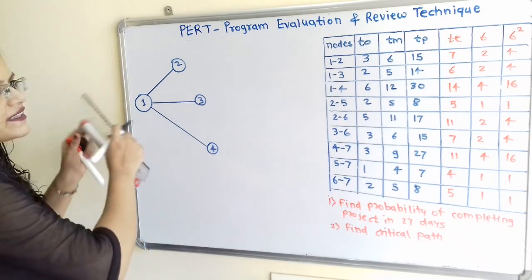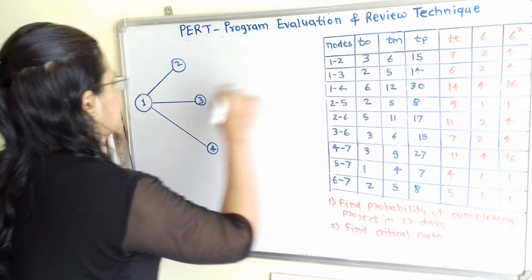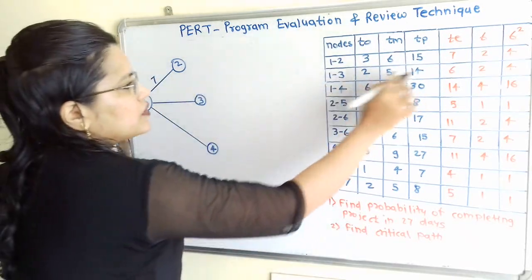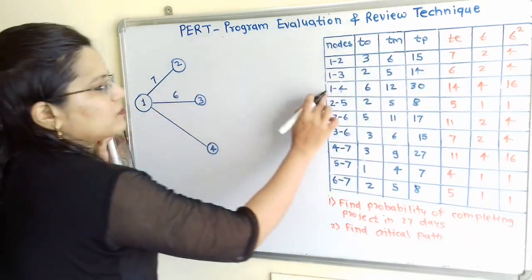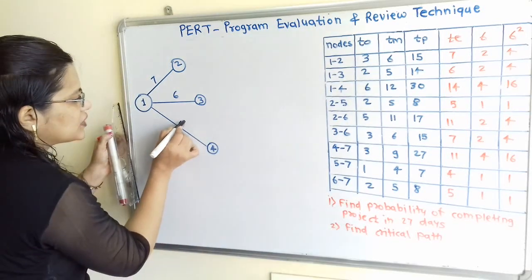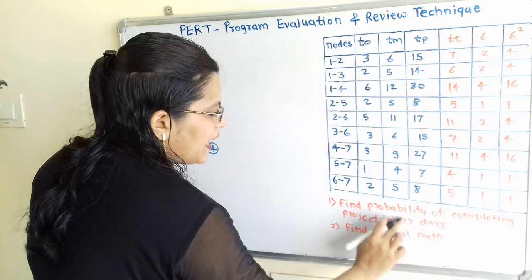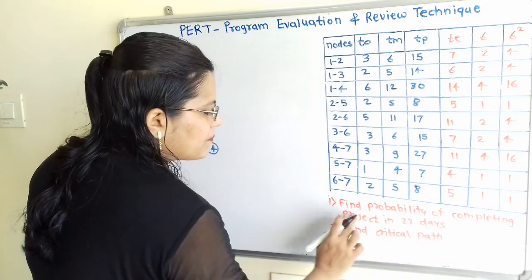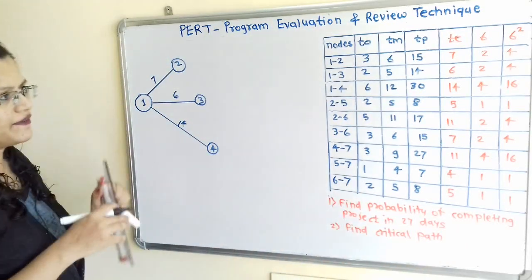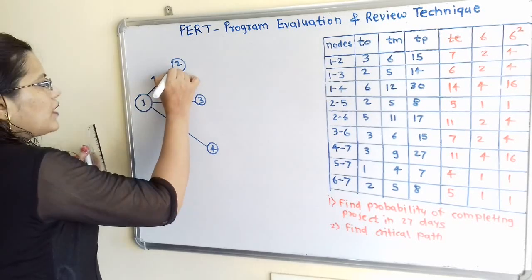Now we have to take the duration. So 1 to 2 it is 7, then 1 to 3 it is 6 and 1 to 4 it is 14. So this duration is in number of days because here the question is that we have to find out the probability of completing project in 27 days. So we have to show arrow also.